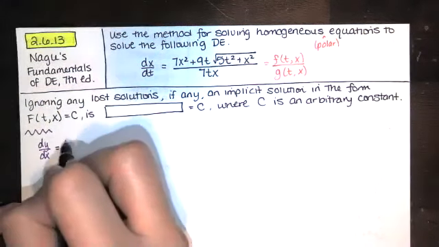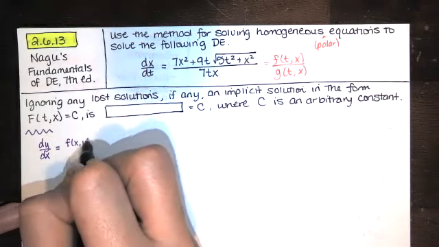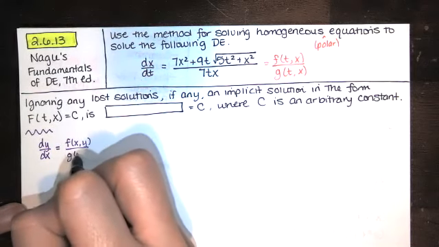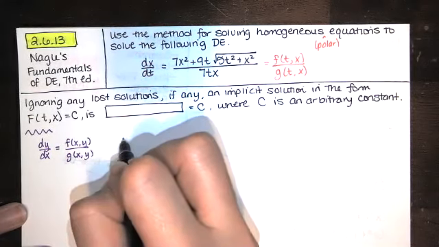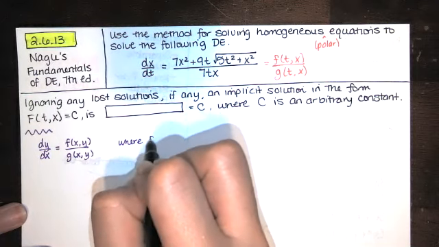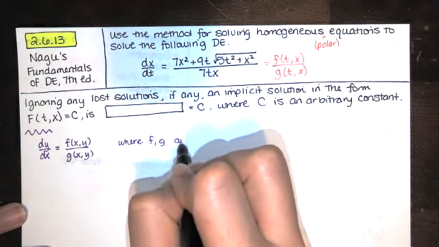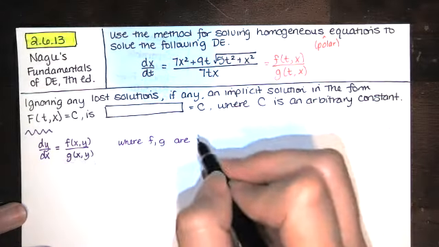that a differential equation that is written like this, or can be written like this, where f and g are homogeneous functions of the same degree, is called a homogeneous polar differential equation.